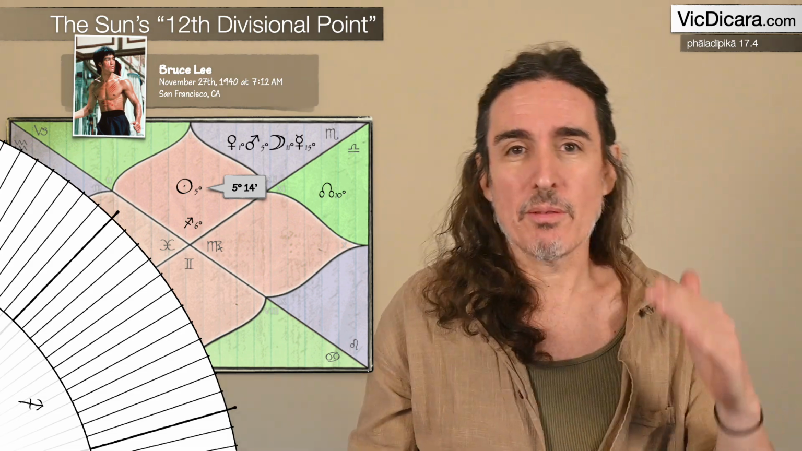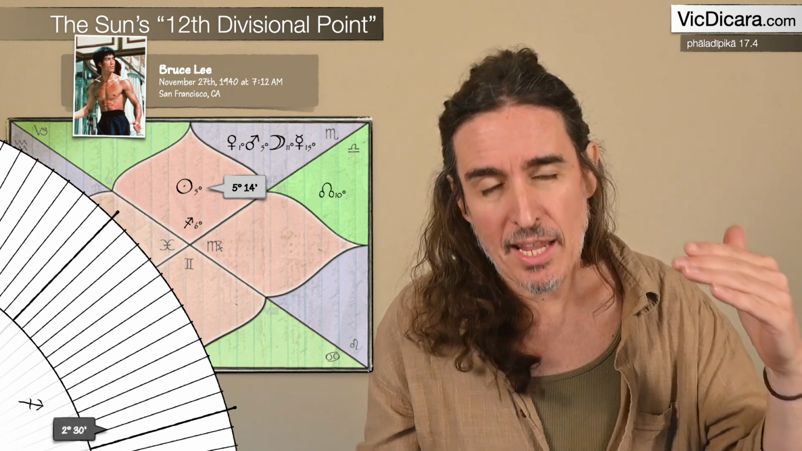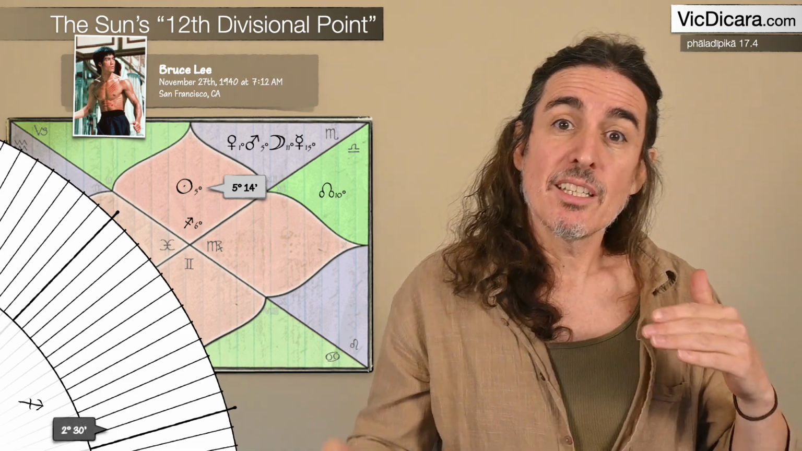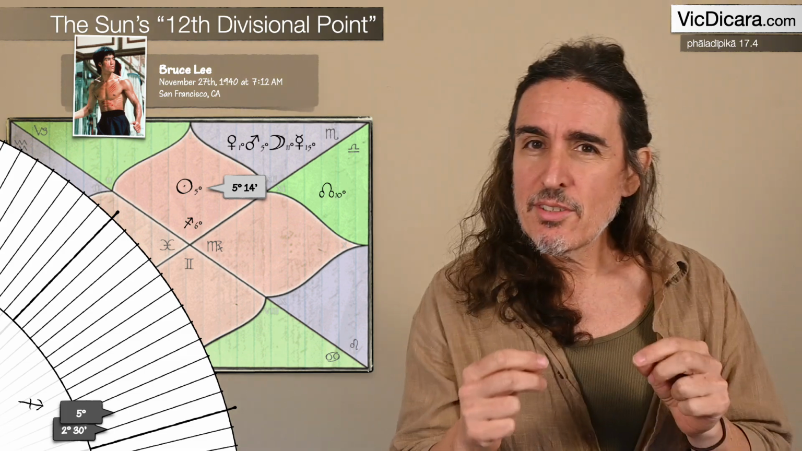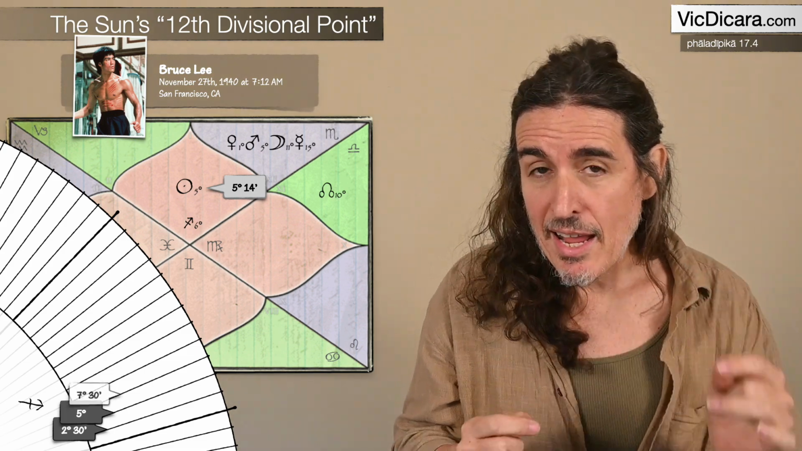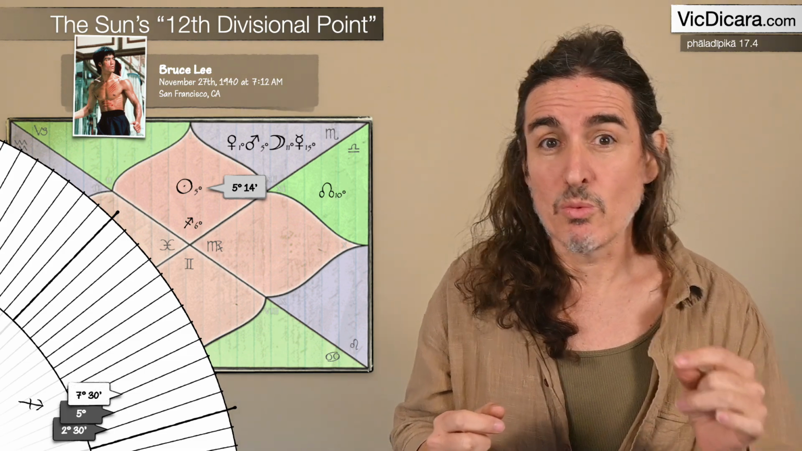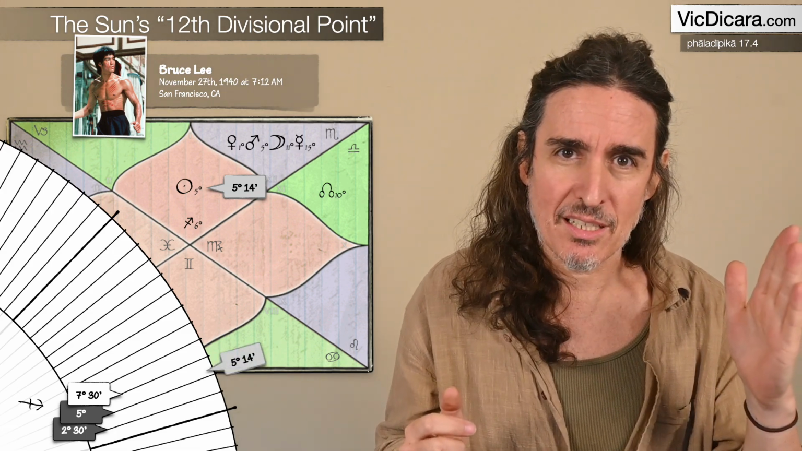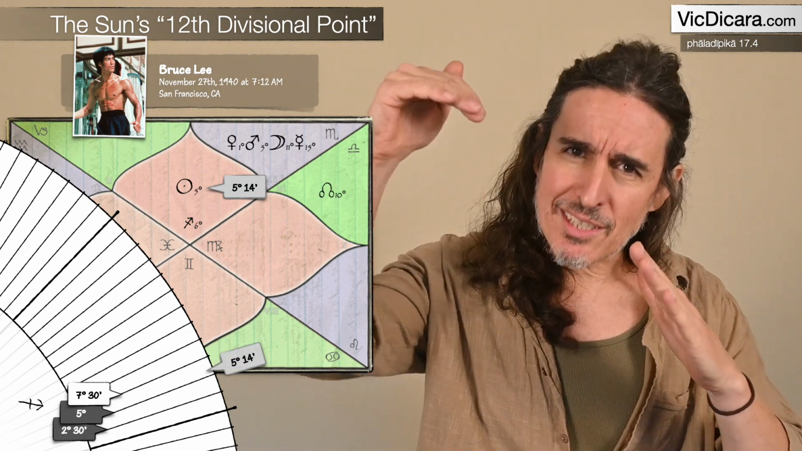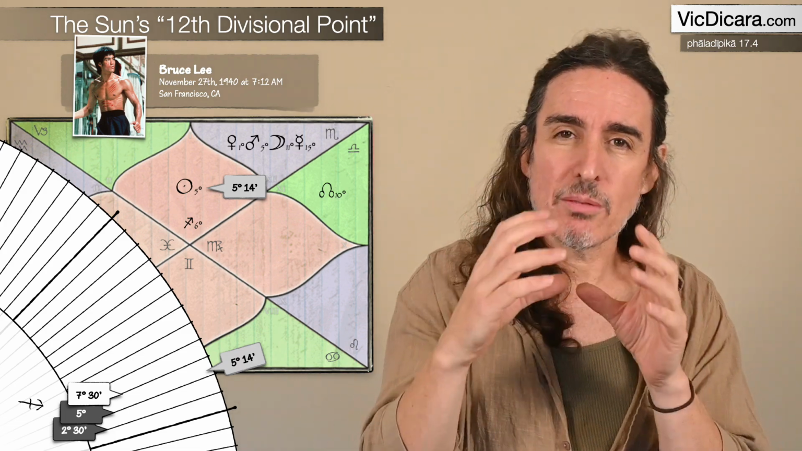The first subdivision ends at 2.5 degrees, 2 degrees 30 minutes. The second one ends at 5 degrees. And the third subdivision would end at 7.5 degrees, 7 degrees 30 minutes, which is past the point that we're looking for, past Bruce Lee's sun. So that means Bruce Lee's sun is somewhere in the third subdivision.